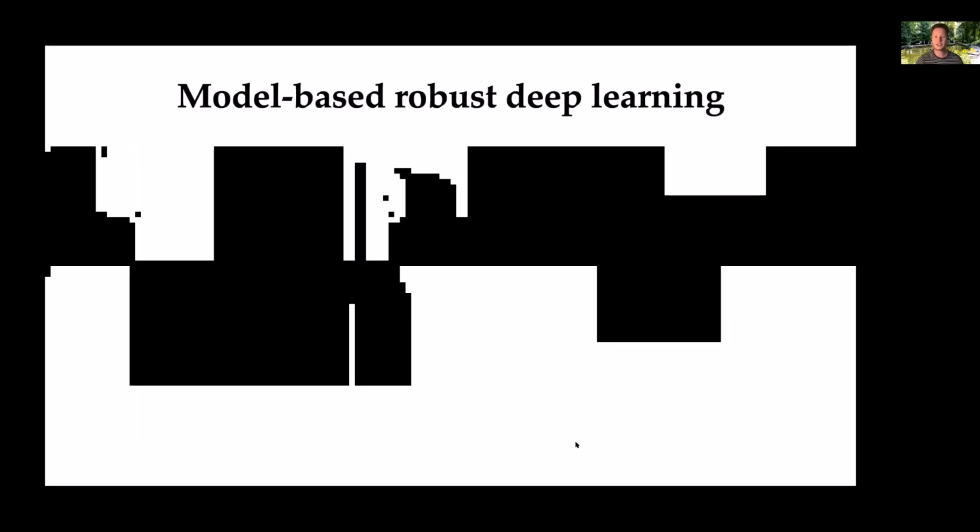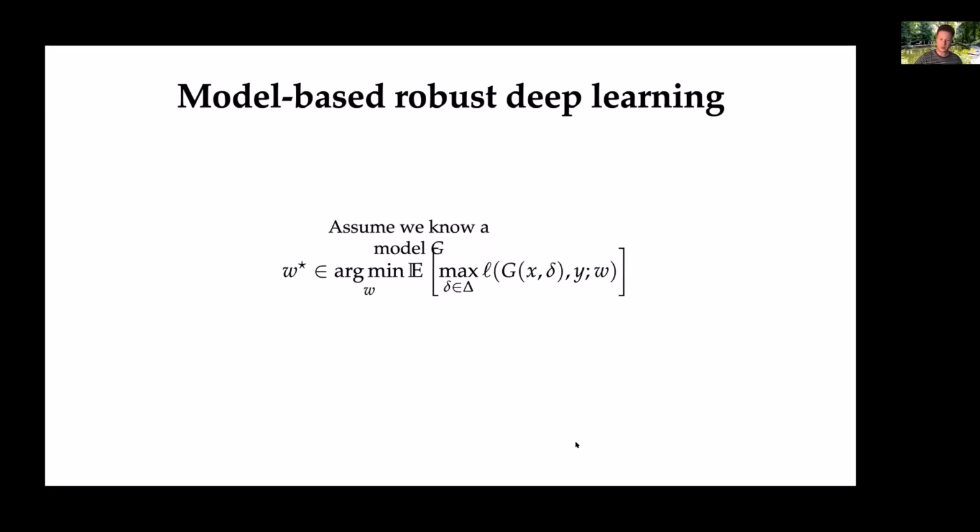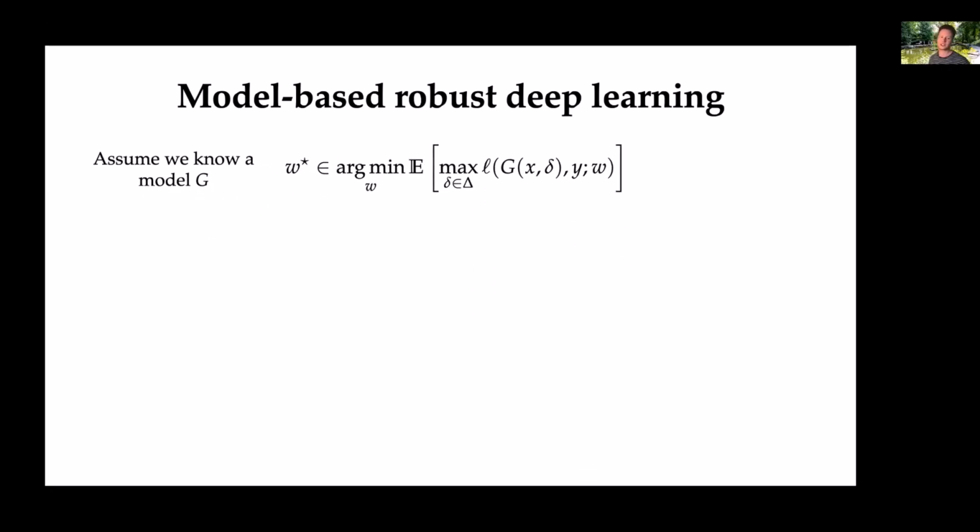So given this idea that we have this model of natural variation G, I'm now going to try and formulate an optimization problem that can exploit G to provide robustness in deep learning. And so here's the problem that I'm going to think about. I'm going to move it to the top here. As you can see, this is a min-max problem where we're trying to learn a weight W of a neural network such that this optimal weight W star is robust against natural variation.